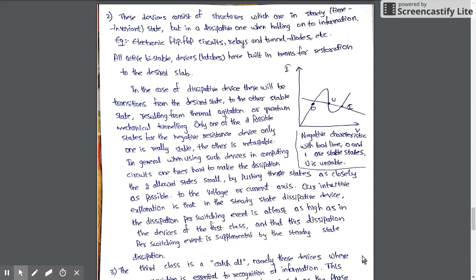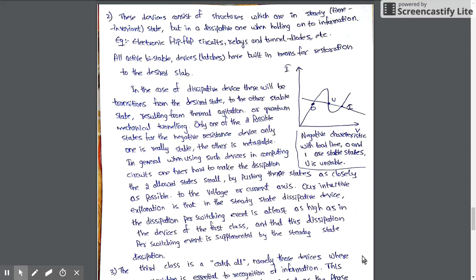The second class of devices are those which consist of structures which are in a steady state but a dissipative one when holding information. Electronic flip-flop circuits, relays and tunnel diodes come under this class. All active bistable devices have built-in means for restoration to the desired state. In the case of a dissipative device, there will be transitions from the desired state to the other stable state, resulting from thermal agitation or quantum mechanical tunneling. Of the two possible states for the negative resistance device, only one is really stable and the other is not really stable, that is, it is metastable.